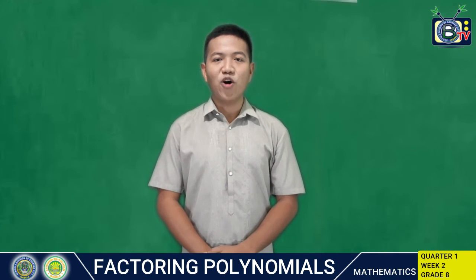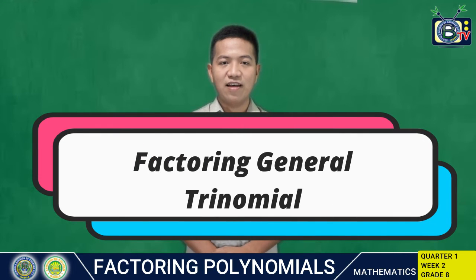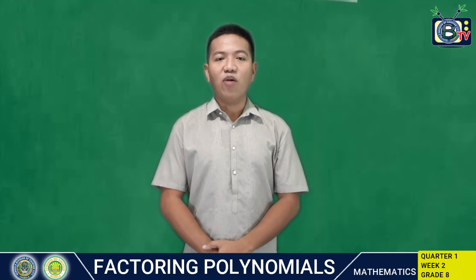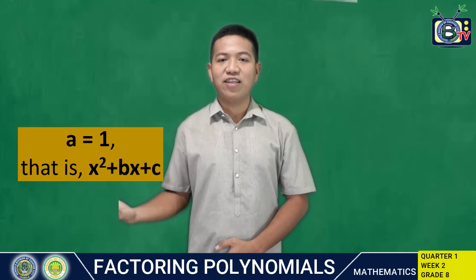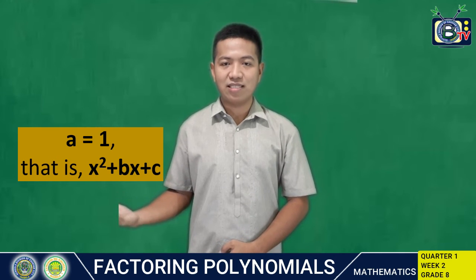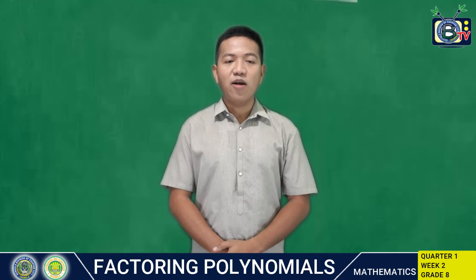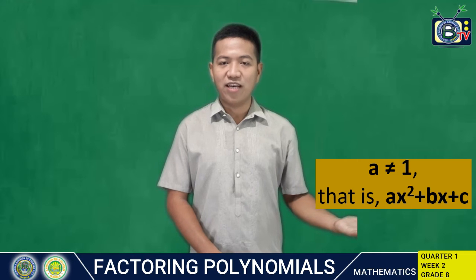Now, we are moving on with another type of factoring, factoring general trinomials. Factoring general trinomial consists of two forms. One is a quadratic trinomial where a is equal to 1, that is x squared plus bx plus c. And the other one, which is a quadratic trinomial where a is not equal to 1, that is ax squared plus bx plus c.